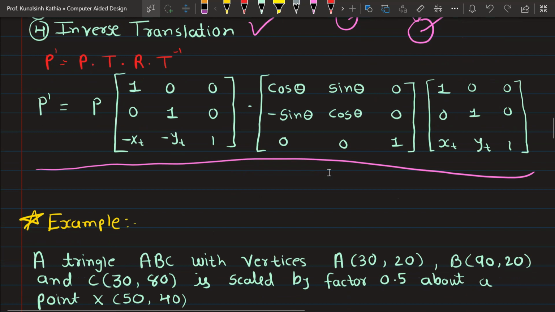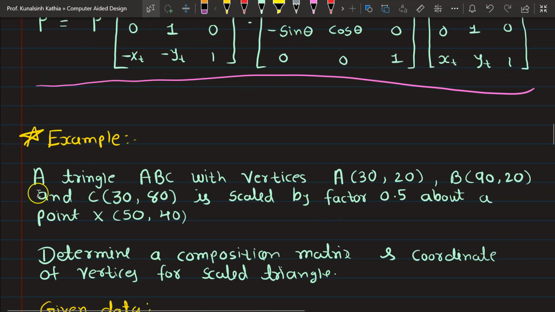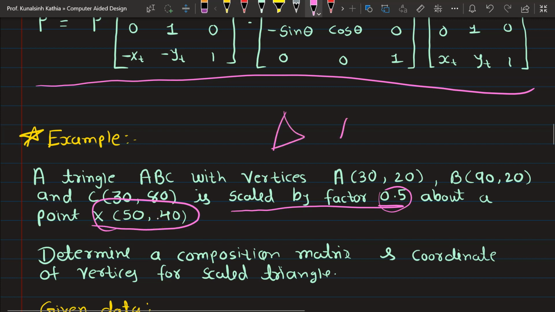Now the example says that a triangle ABC having points A, B and C is given, and we need to scale it by a factor of 0.5 about a point (50, 40). So they are telling us that there is a triangle and this triangle needs to be halved. A scaling of 0.5 should be there, and we have to find these points.